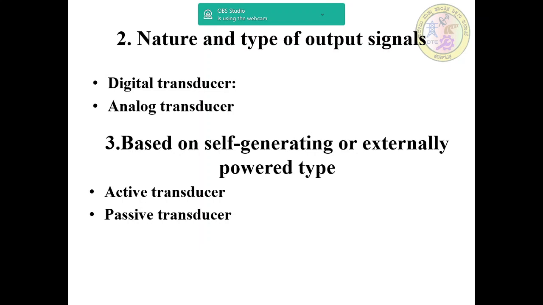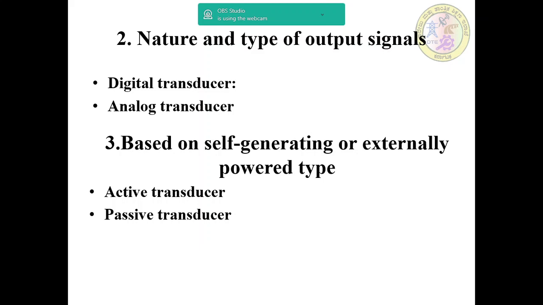Analog transducers are those which convert the physical phenomena being measured into an analogous output, which is a continuous function of time. For example, we will take strain gauges, thermocouples, and linear variable differential transformers, LVDT, etc.